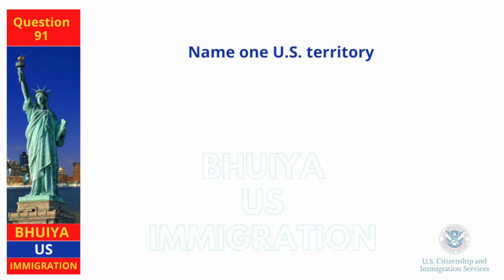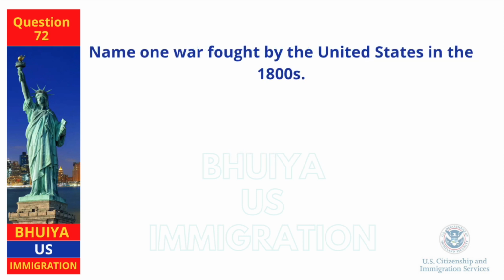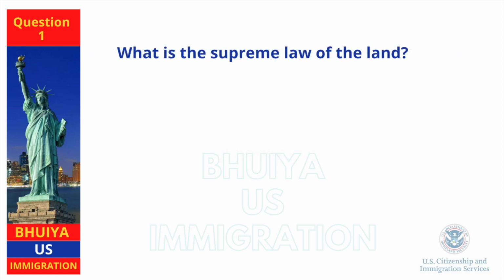Name one US territory. Guam. Name one war fought by the United States in the 1800s. Civil War. What is the supreme law of the land? The Constitution.